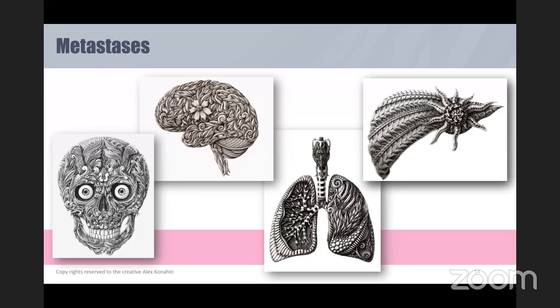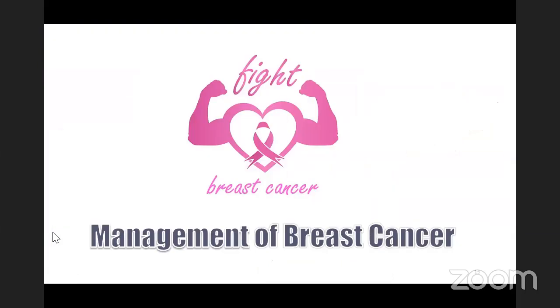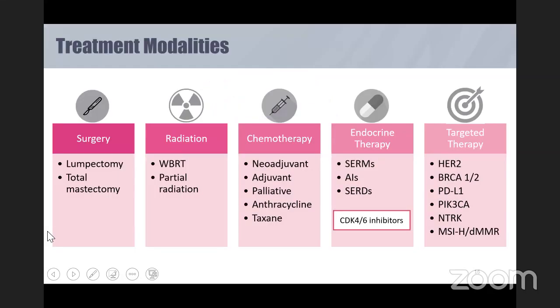Breast cancer mainly metastasizes to the most common metastasis sites, which are the bone, brain, lung, and liver. Let's see the management of breast cancer. We have treatment modalities. We have surgery, which is the gold standard, so we go directly to surgery in all stages except the metastatic stage, which is the last stage.